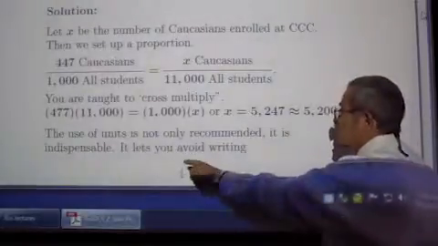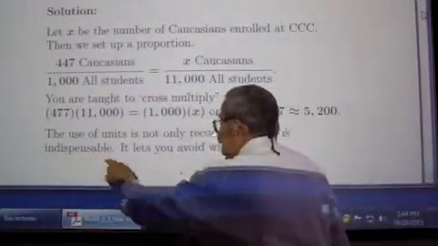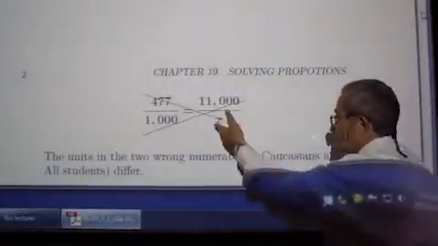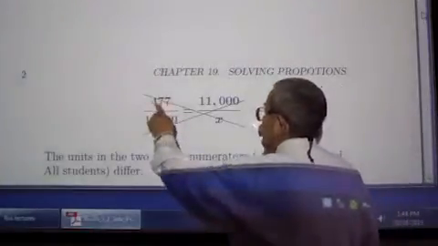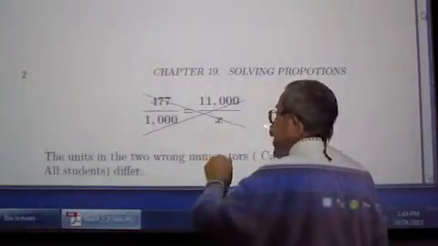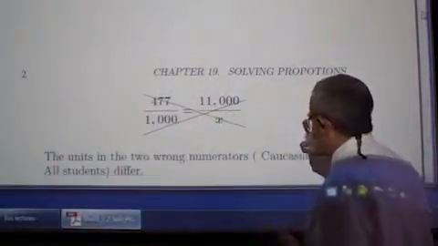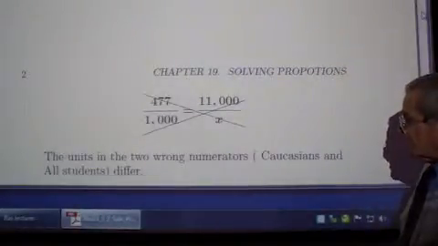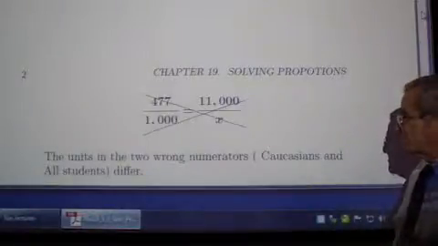Again, the use of units is not only recommended, it is indispensable. It lets you avoid writing mistakes. Like this. Okay? This is wrong. You have Caucasians in the numerator, Caucasians in the denominator. Caucasians should be in the numerator, just like over here. And all students in the denominator here and here, or vice versa for both units. Don't make little of this. Again, units are very, very important.